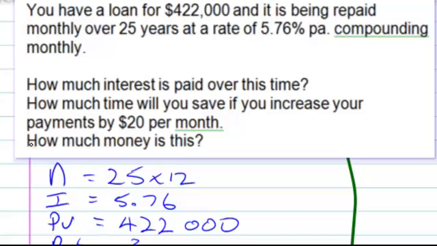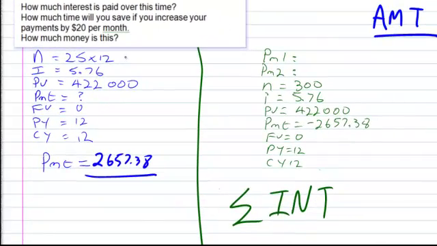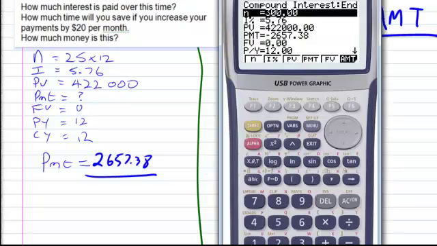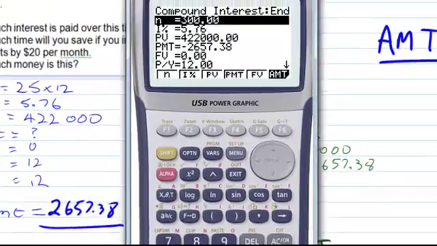To start with, we do what we did in the previous one. We enter in all our data and solve for payment. You've got to work out your payment first, because you can't do anything until you've got that. When we do that, we end up with $2,657.38 as our payment. Once again, if you look in the calculator, it looks pretty well similar to that.